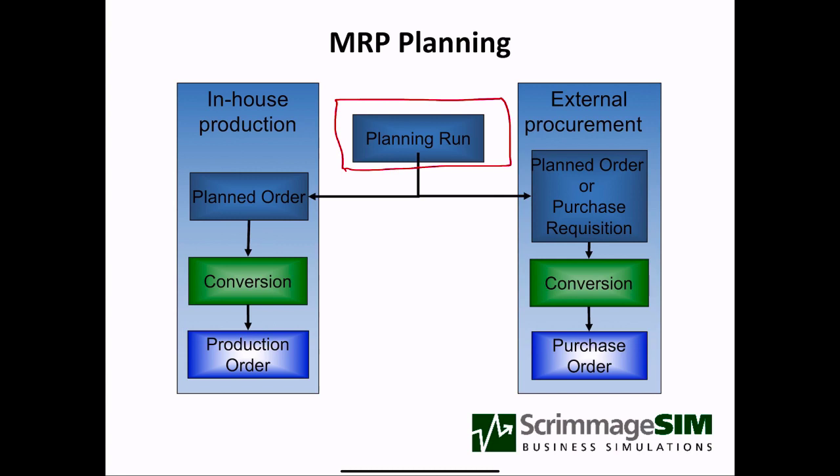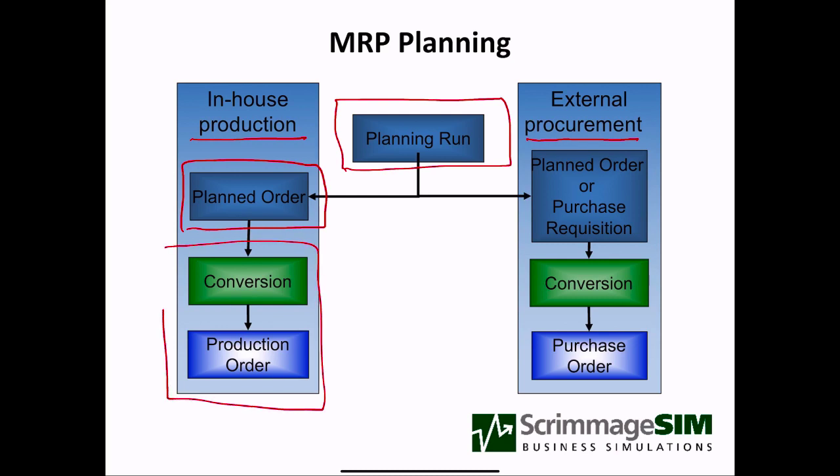The planning run will produce one of two things depending on whether something is made in-house, in other words, something we make, or it's externally procured, something that we buy from a supplier. If we make it in-house, it will create a planned order. Again, as described, this is a recommendation from the planning system. The material planner will perhaps adjust the quantity or the timing and convert that into a production order, which is what's seen by the shop floor people.